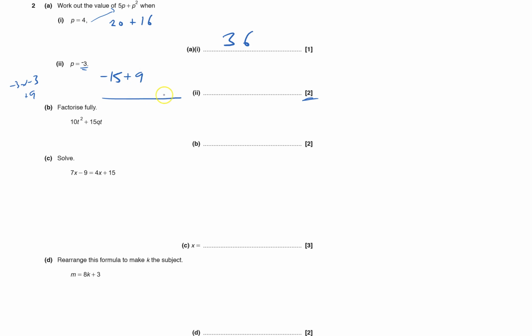If we need to, we can look at the number line. There's 0, there's minus 15. If I add 9 to minus 15, you can see that I'll come to minus 6. So the number line can be very useful.